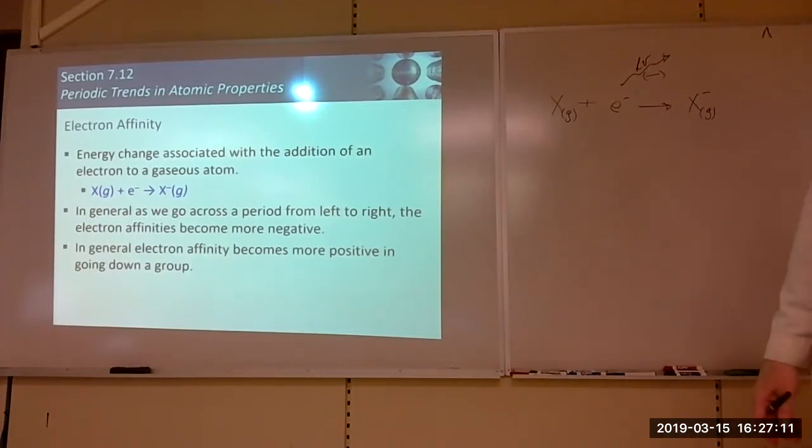If you go down a group, the affinity becomes more positive, which means it's less attracted to. So the attraction for electrons in a group increases as you move higher. So the same trend, electron affinity is stronger, let's put it that way. Electron affinity is stronger as you go from lower left to upper right. Okay?